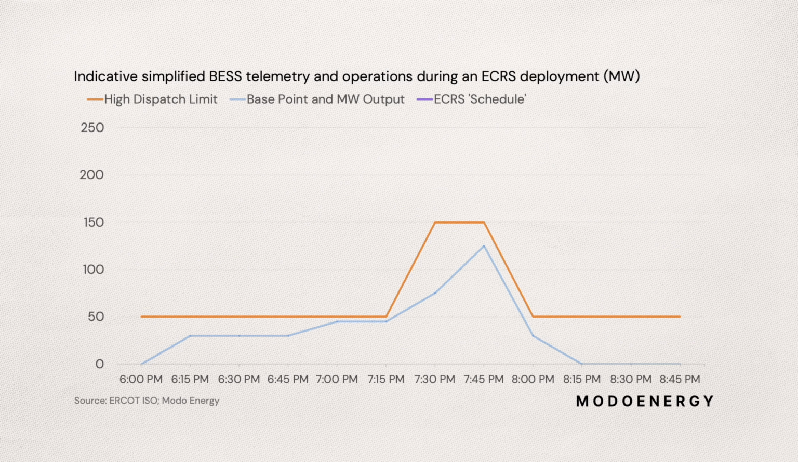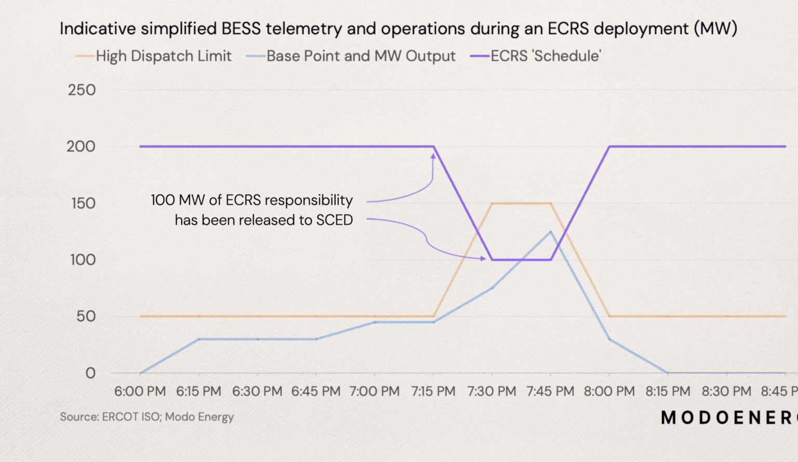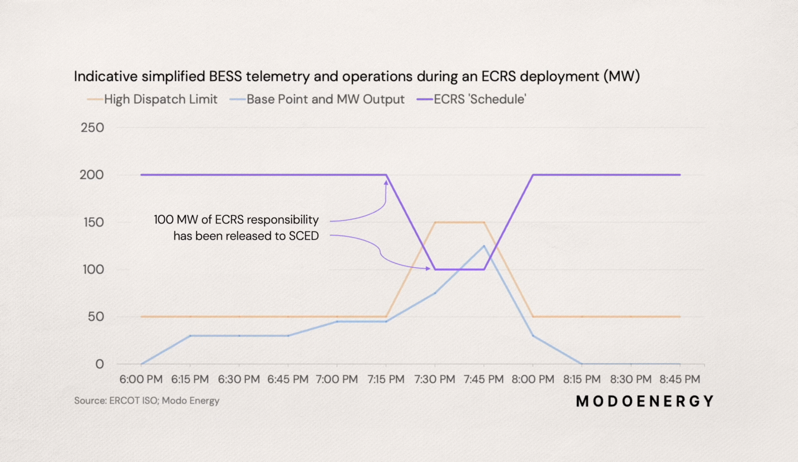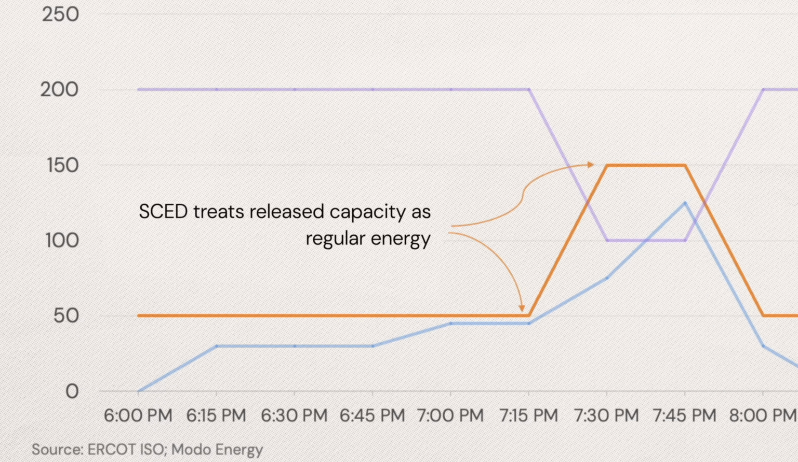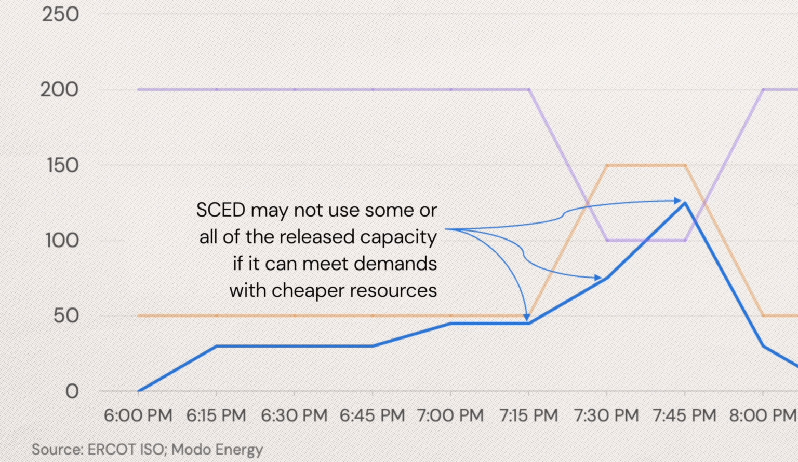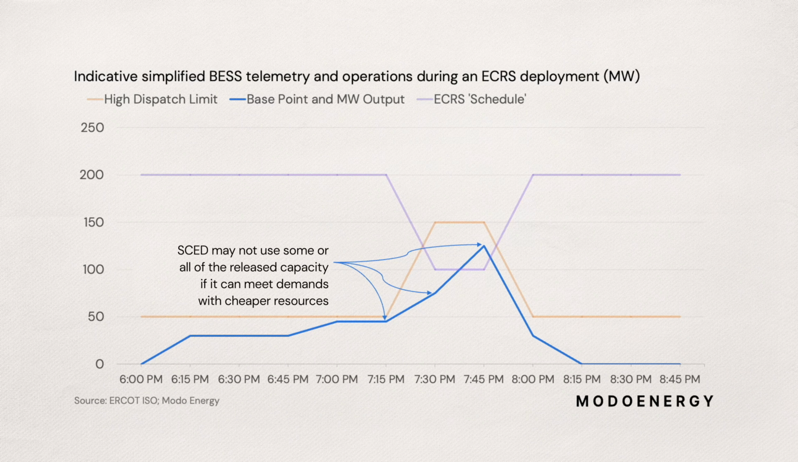Let's say you've placed all 200 megawatts of that ECRS responsibility on one 250 megawatt battery. When you receive your deployment instruction, you adjust the battery's telemetry to show that 100 megawatts of its ECRS responsibility has now been released to the economic dispatch, or SCED. At this point, SCED treats the 100 megawatts of released capacity as regular energy in the offer stack. This means that your battery is still dispatched according to its energy offer curve. As a result, SCED may not even use your released capacity if it can meet the grid's demand via cheaper resources.